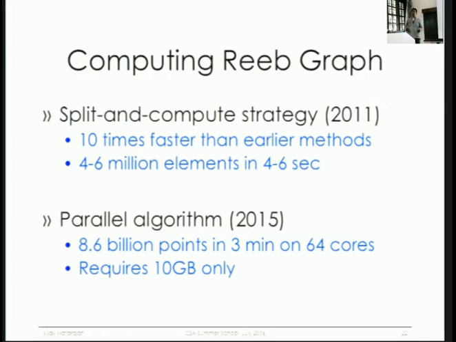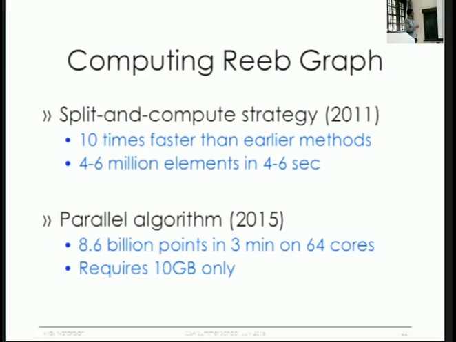So in our group we have designed the algorithm with the best known worst case running time for computing the Reeb graph. One of the strategies that we have used is split and compute, which is just another term for divide and conquer. That's more down to earth: split and compute, that's all. And this was a while ago. The way you show that it's better is you compare with other methods. We showed it's 10 times faster. Just to give you an idea, a few million elements can be processed in just a few seconds on a simple workstation.